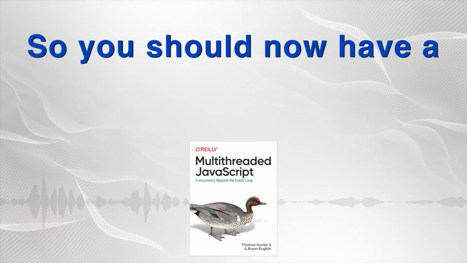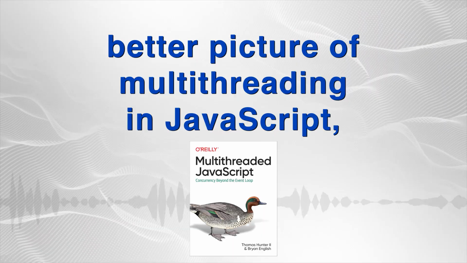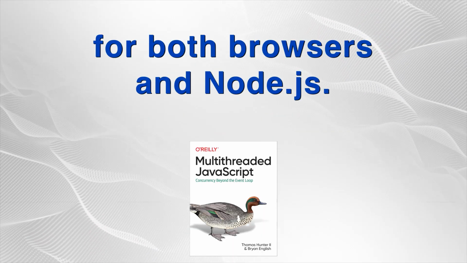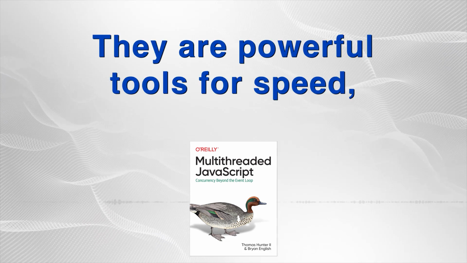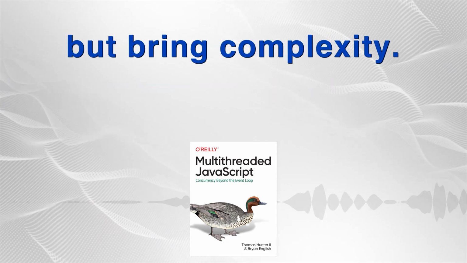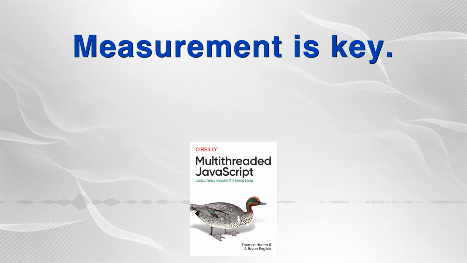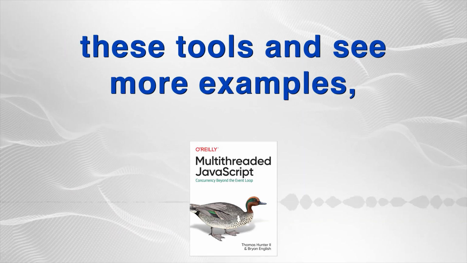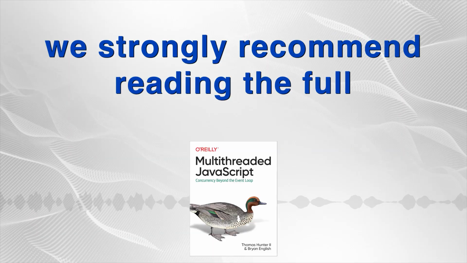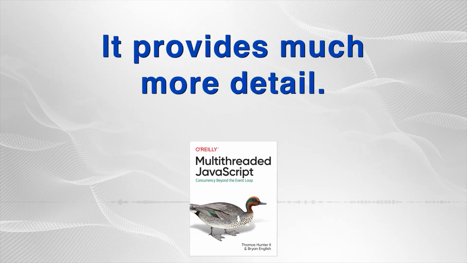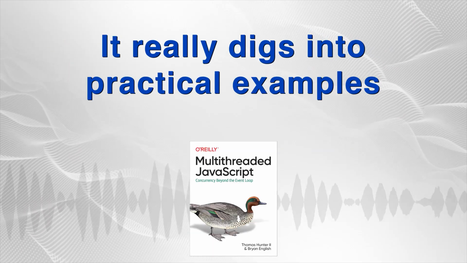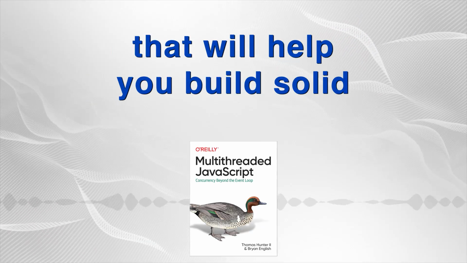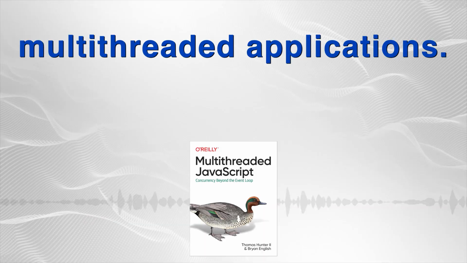So you should now have a better picture of multithreading in JavaScript for both browsers and Node.js. They are powerful tools for speed, but bring complexity. Measurement is key. To really get a handle on these tools and see more examples, we strongly recommend reading the full book. It provides much more detail. It really digs into practical examples that will help you build solid multi-threaded applications.